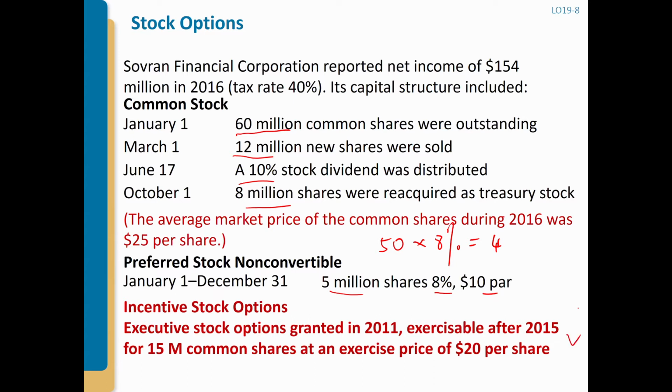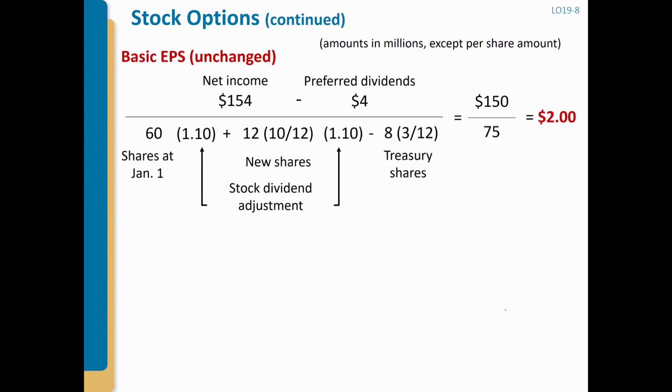Before we talk about this, let's talk about the basic, the one we talked about before. The basic is going to be like this: net income minus preferred stock dividends, right? This is originally 60 million. We issued an additional 12 million with the weight, and then we got a 10% stock dividend, so you need to times 1.1, and then we purchased back 8 million with the weight. So the numerator should be 150. That's the earnings available for common stock. The denominator, 75, should be the weighted average number of common stock outstanding. That's how we get $2 per share. This is the basic earnings per share.